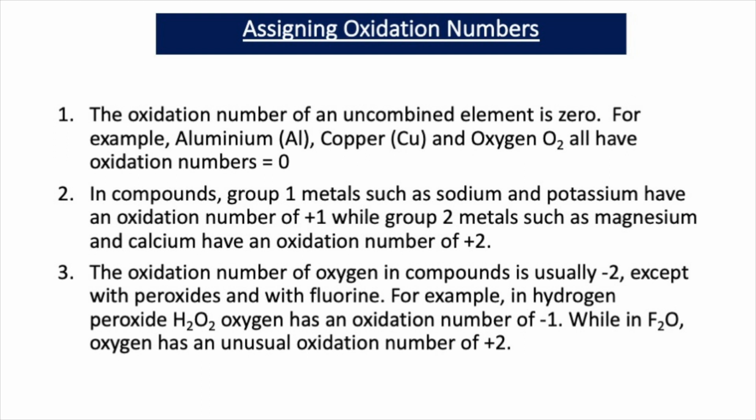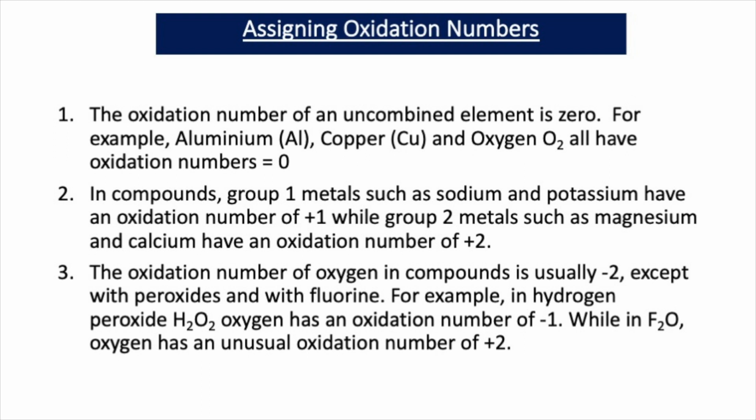Now group 1 metals such as sodium and potassium have an oxidation number of +1, while group 2 metals such as magnesium and calcium have an oxidation number of +2. Now this should be no real surprise because you should be familiar with the fact that sodium ions are Na+, potassium ions are K+, magnesium ions are Mg2+, and calcium ions are Ca2+.